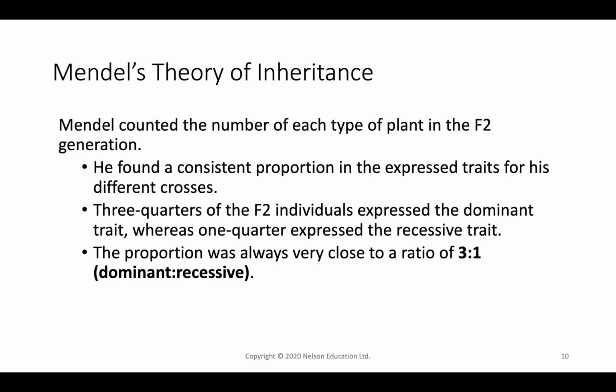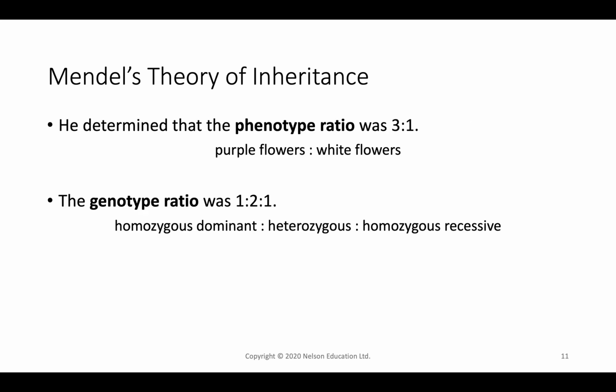And then he started looking mathematically and found that consistently we had the same proportion of expressed traits for each of the different crosses. It was always a 3-to-1 ratio. 3/4 expressed the dominant and 1/4 expressed the recessive. So that's the phenotypic ratio. So he determined that the phenotypic ratio, again, the outward appearance ratio, was 3-to-1. 3 out of 4 plants had purple flowers, 1 had white flowers.